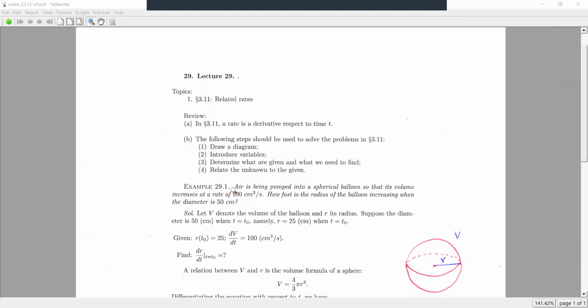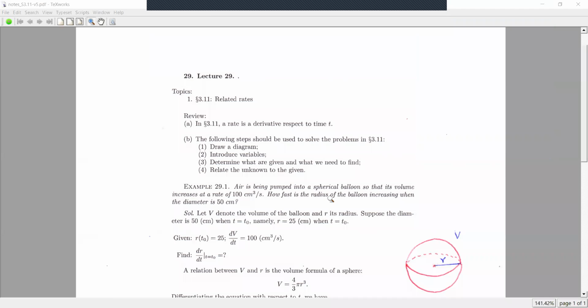Example 1. Air is being pumped into a spherical balloon so that its volume increases at a rate of 100 cubic cm per second. How fast is the radius of the balloon increasing at the instant when the diameter is 50 cm?